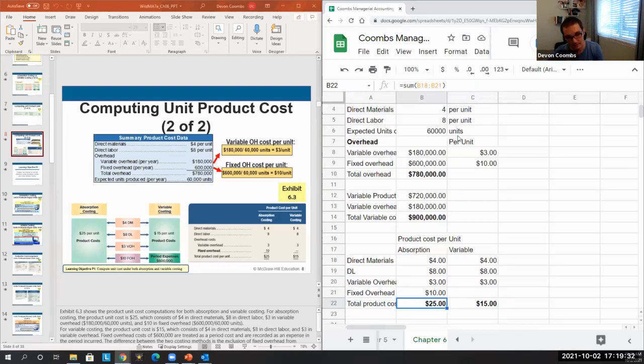Does that make sense? So when I'm asking you on a test or a quiz, when do we use absorption costing, or how does it differ from variable? It's the fixed overhead. That's one of the largest differences between these methodologies. Any questions here?